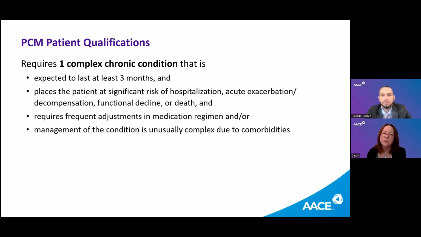To qualify, the patient must have one complex chronic condition, which is diabetes, expected to last at least 3 months, that places them at significant risk of hospitalization or other health risk, requires frequent adjustments in their medication, and/or management of the condition is unusually complex. Maybe they also have hypertension and cardiovascular disease that affect how you manage their diabetes. These things all help support the need for principal care management.